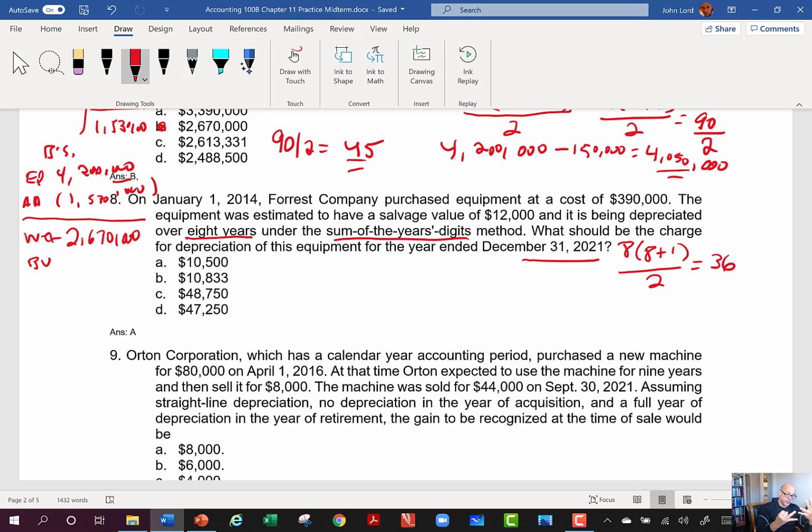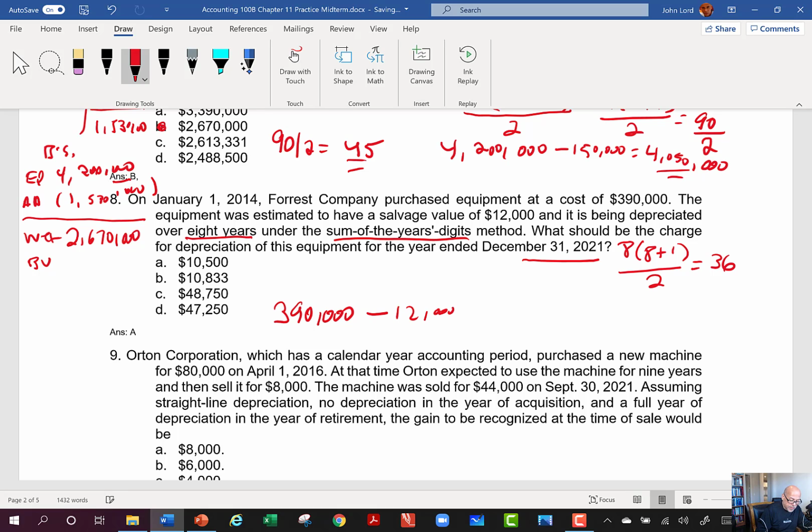And they're down now to what? To the last year. The 8th year is 2021. And in that last year, I only take what? 1/36 in this example. So I go ahead then and I take this 390,000. I subtract the salvage value.